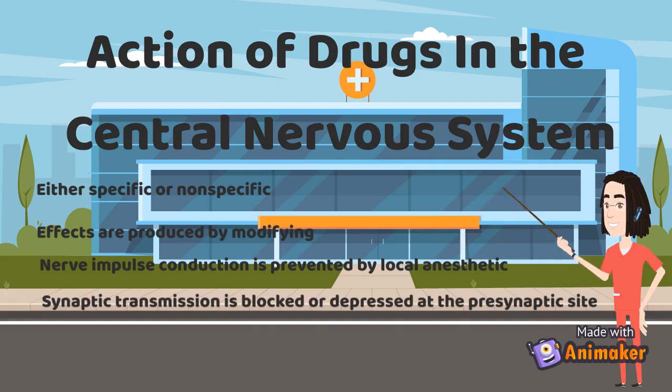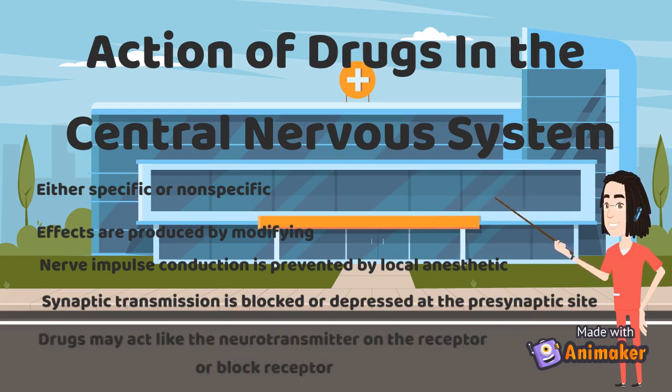into the synaptic cleft. Drugs may also act on the postsynaptic membrane, like a neurotransmitter on the receptors, or block receptor function at the level of the receptor or affect the further transduction of the signal from the receptor. Some drugs are nonspecific, like inhaled anesthetics.